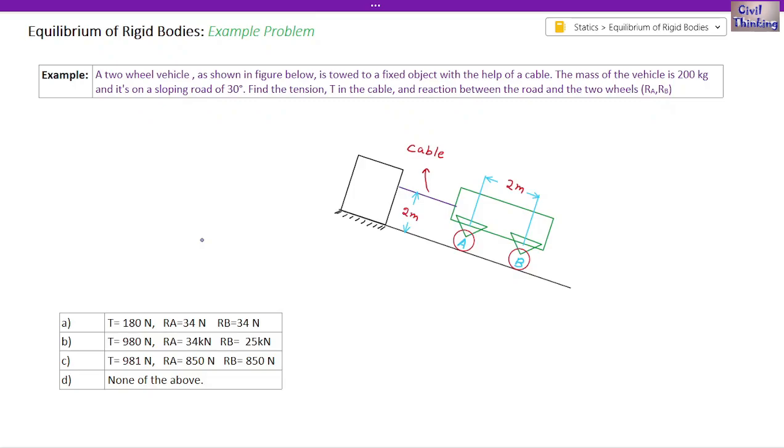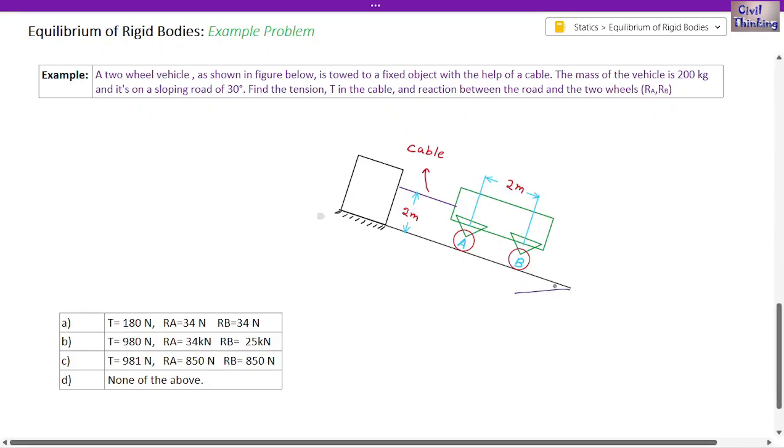Now coming to today's problem. This problem says we have a vehicle. The green box is a vehicle, but unfortunately we only have two wheels, two tires A and B. It is on a sloping road, and it is inclined at an angle of 30 degrees.